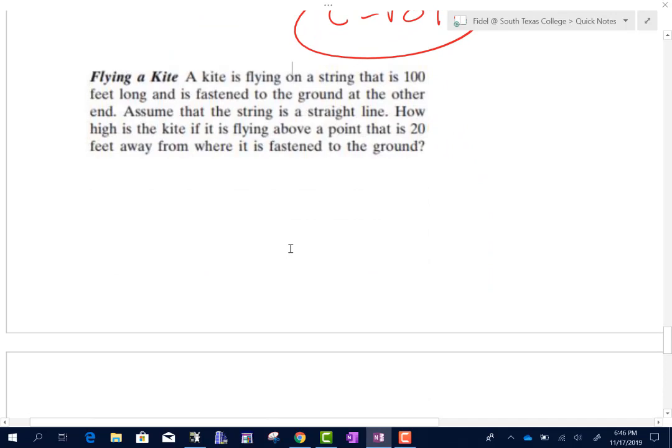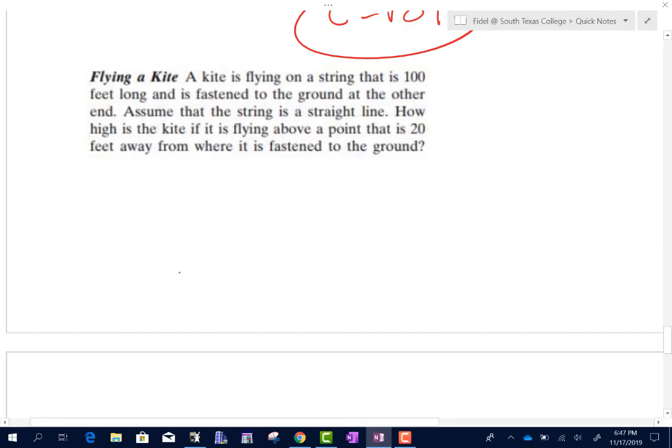Alrighty. So I got an O in here. It says flying a kite. A kite is flying on a string that's 100 feet long and is fastened to the ground at the other end. Assume that a string is a straight line. How high is the kite if it's flying above a point that is 20 feet away from where it's fastened to the ground?